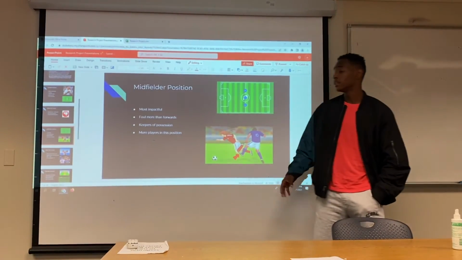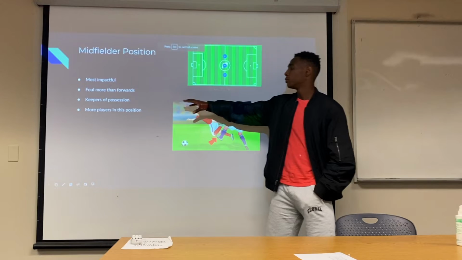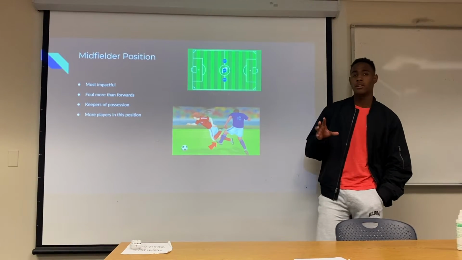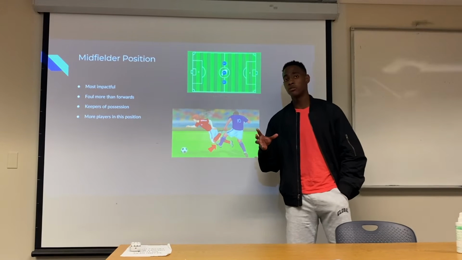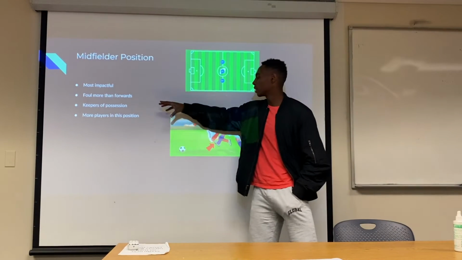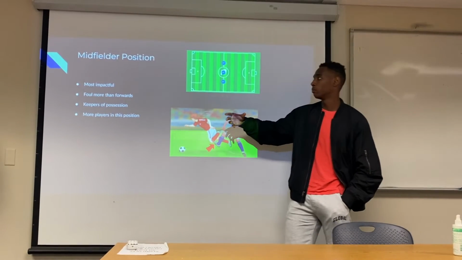So the next position we've got here is the midfielder position. This is one of the most impactful positions on the pitch because basically we want to give them the ball in the midfield so that the midfield can get the ball to the striker, and then they can do the job to score.